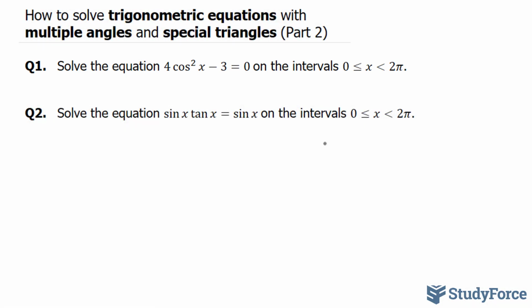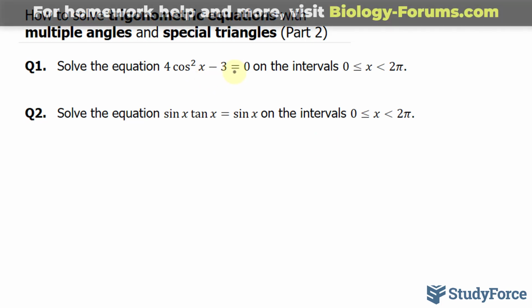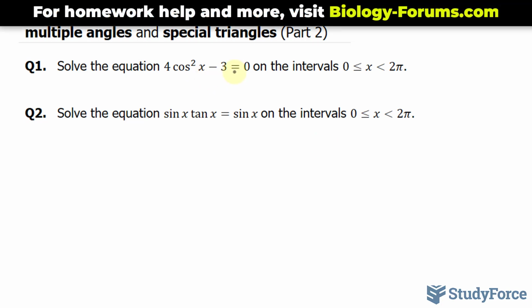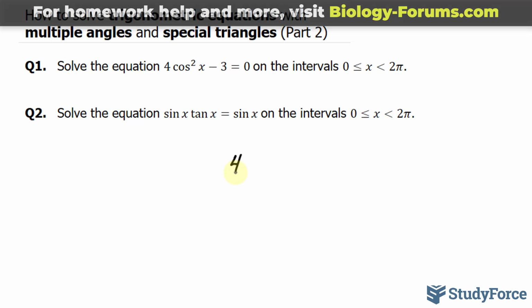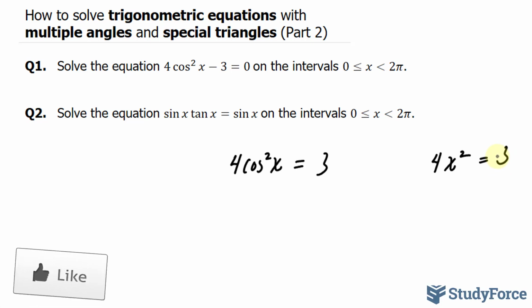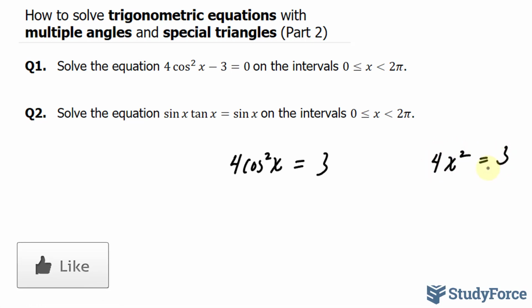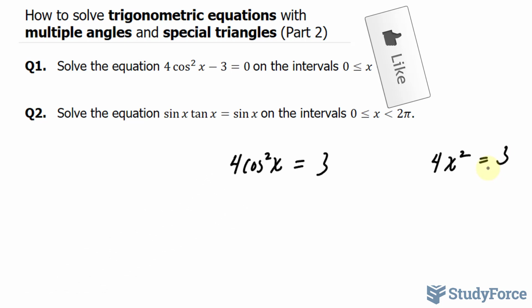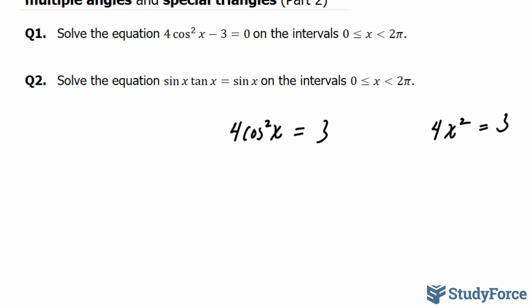The first thing that you'll notice is this equation models a quadratic, a pure quadratic. For example, we have 4 cosine squared x is equal to 3. Think of it like this: 4x squared is equal to 3. A pure quadratic is one that has the a term and a constant only, and it can easily be solved by dividing both sides by 4 and then square rooting to get your x. But of course we're not working with x, we're working with cosine. So let's keep that in mind.